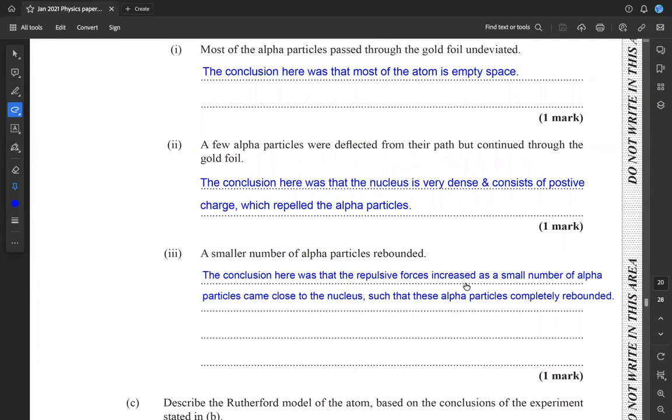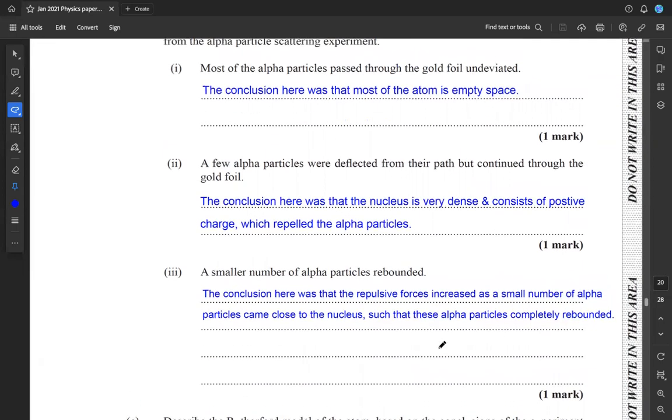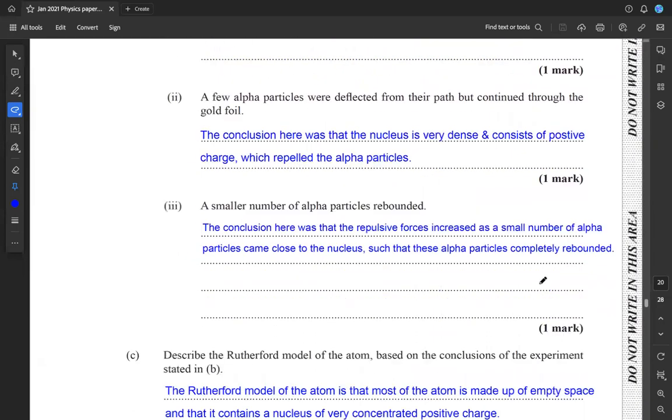So you have a small number of those alpha particles coming close to the nucleus of that atom. And so those alpha particles, when they collide with the nucleus, where we have the positively charged protons, completely rebounded because of that magnified repulsion. So that's what the deduction from this observation would be. Would, or was, in this case. So all of that for 1 mark, we are good to go.